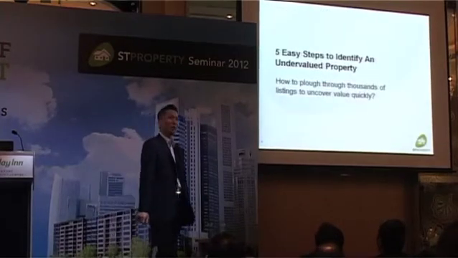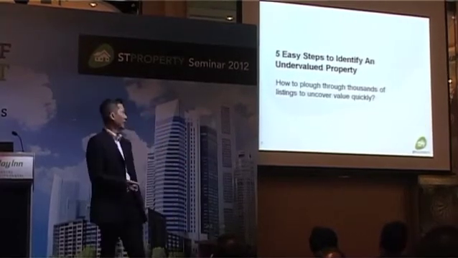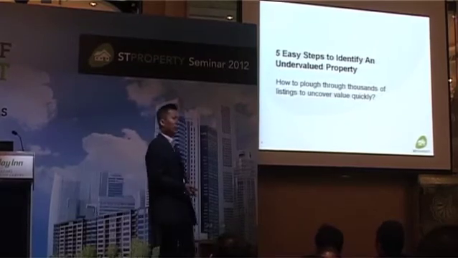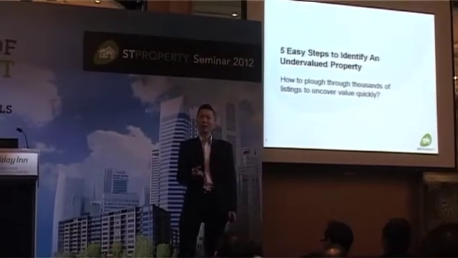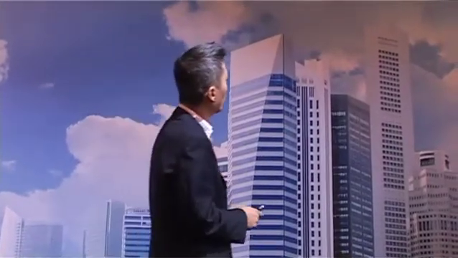Okay. I'll use 5 minutes to go through 5 easy steps to help you identify an undervalued property very quickly from the website, and how to plow through thousands of listings to find the property that is worth investing in. Okay, in the STProperty homepage, if you scroll down, you will see this section called Property Price Trend. This is the latest transacted price and volume that we have taken, and it's even more updated than URA, because URA is based on caveat lodged, whereas we partner with Street Sign to get the price even before the caveat is lodged.